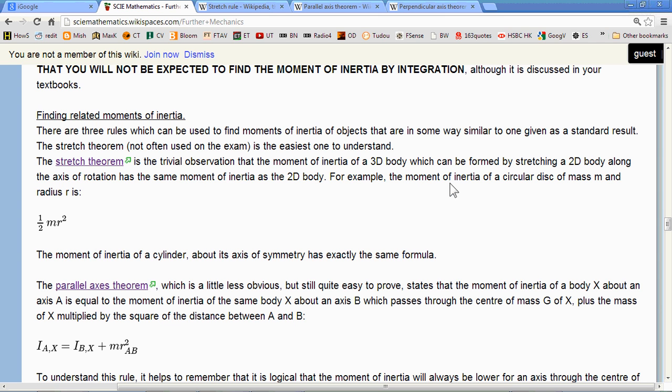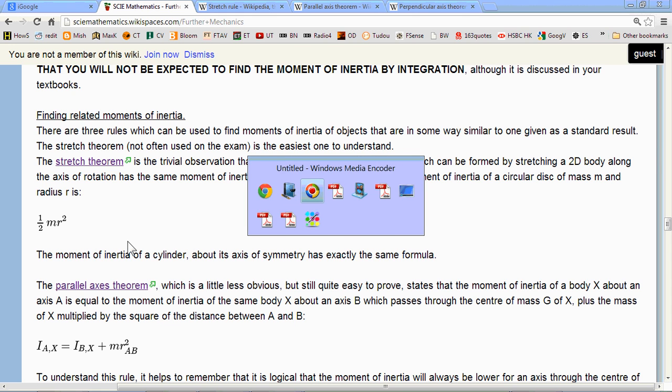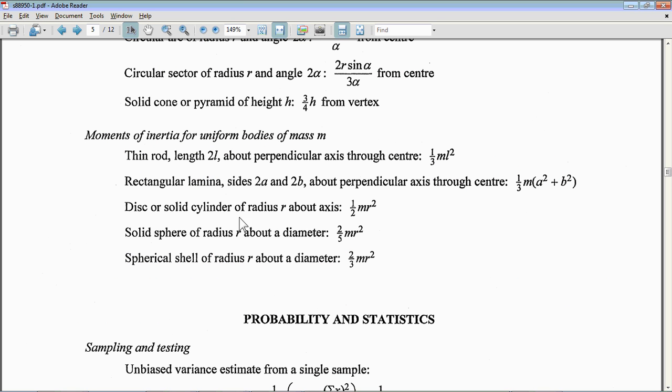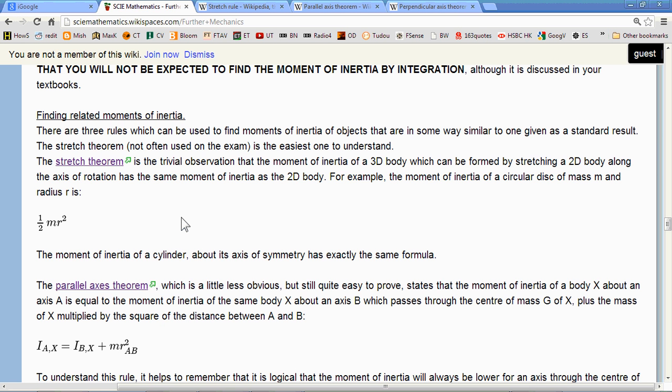Simple example would be the following. If we know that the moment of inertia of a disk about a perpendicular axis through its center is 1/2 mr squared, and that fact is given, let me remind you, on here, half mr squared for a disk, then the moment of inertia of a cylinder will be the same. And why is that? Because if you take a disk, so take a circle in 2 dimensions, and imagine drawing an axis, a line, cutting through its center, perpendicular to the plane of the disk.